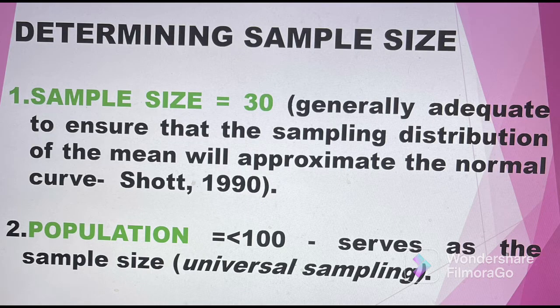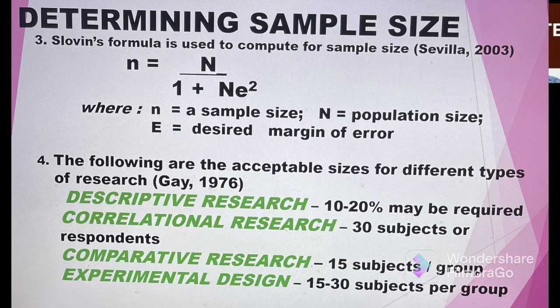Sample size is 30 when you use statistics. When your population, when the parameter is less than or equal to 100, you can use all of them, using universal sample as the statistics of your sample size. Then you can also use the Slovin's formula. And then according to Gay, these can be acceptable guidelines in the number or in the statistics of your sample, depending upon what kind of research you are going to push through.